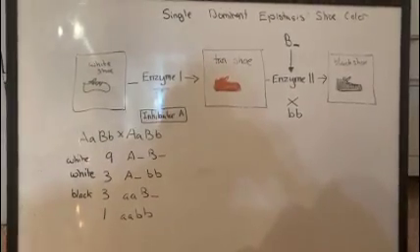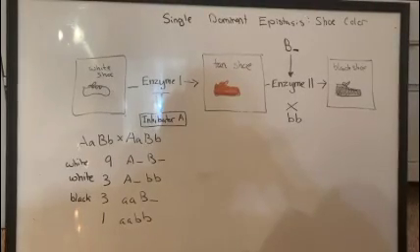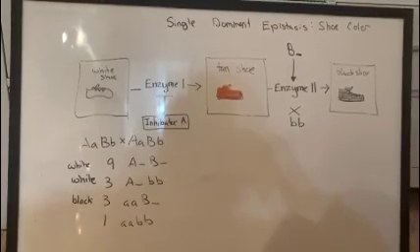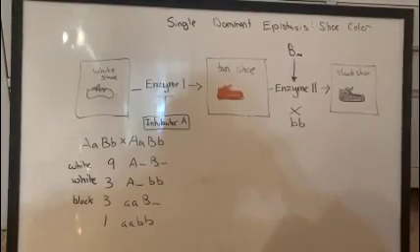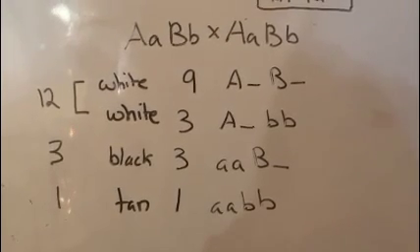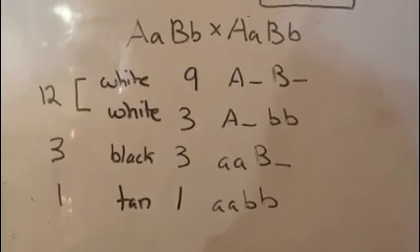Because there are 2 little a's, the shoe gets to tan, and because there are 2 little b's and there is no big B present, the shoe has to stay at tan. So it is tan. Our phenotypic ratio for a dihybrid cross is 12 white, 3 black, 1 tan.